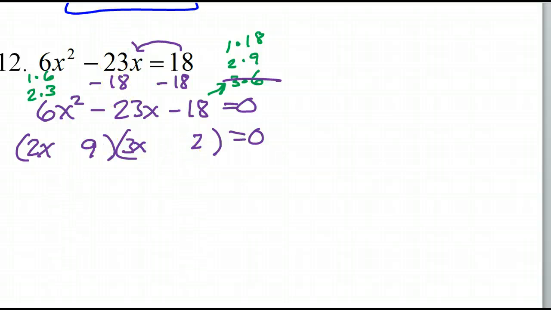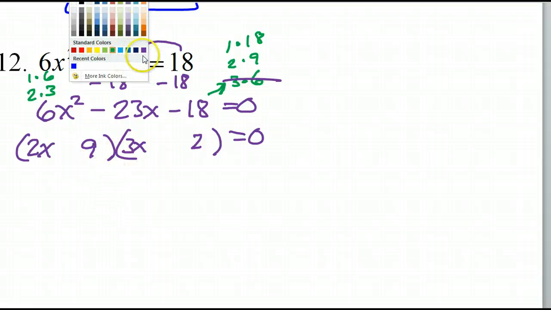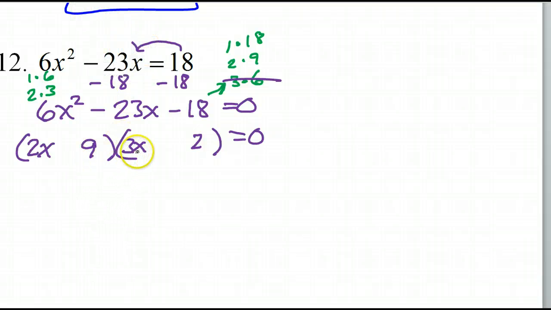So now let's do our inner, outer, middle thing. Inner, we have, because 9 times 3 is 27, so we have 27x. Outer, we have 4, so 4x. And we're shooting for a middle of negative 23x.